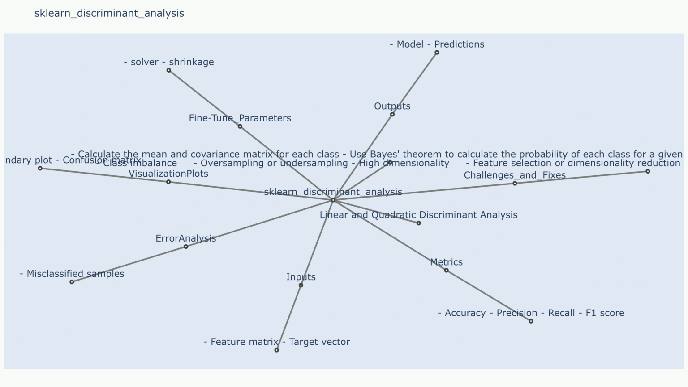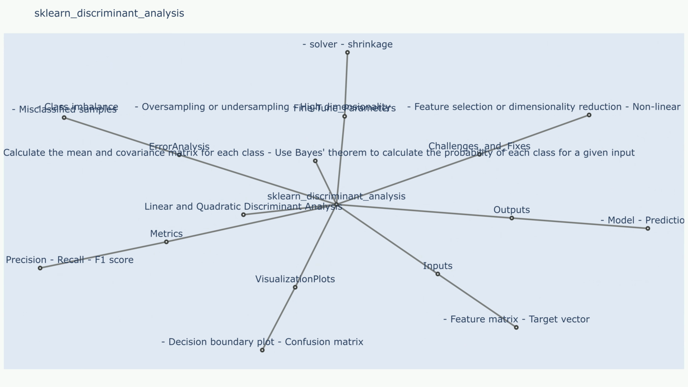Fine-tune parameters. Solver. The algorithm to use for computing the discriminant functions. Choices include SVD (singular value decomposition), eigenvalue decomposition, and LSQR (least squares). Shrinkage. Regularization parameter for the covariance matrices. It reduces the variance of the estimates by shrinking the covariance matrices towards the average covariance matrix. This can be useful for preventing overfitting, especially when dealing with high dimensionality.